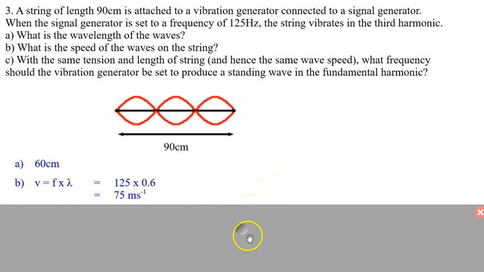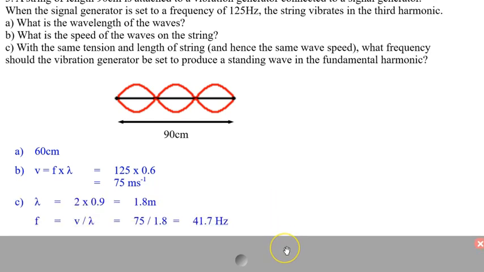Then part C, very similar to what we saw before. If it's the same tension and the same length and the same type of string, as it says in the question, it's the same wave speed. Therefore, we can just rearrange the formula to make F the subject. F equals V over lambda. But we need to work out what the lambda is.